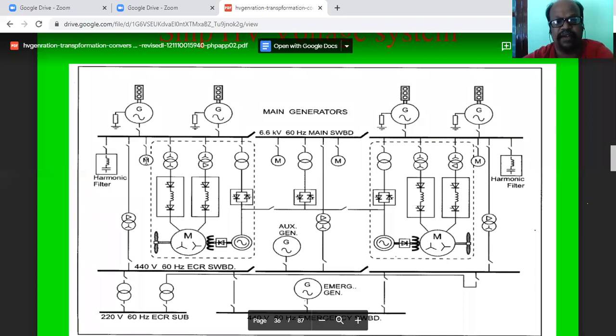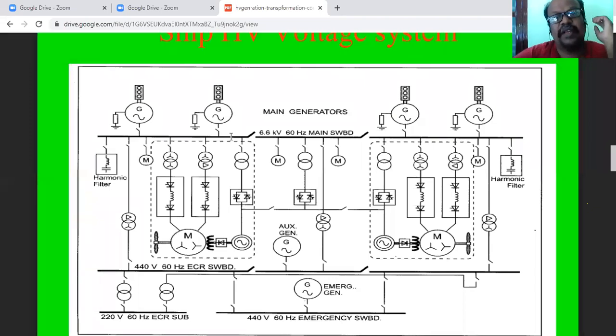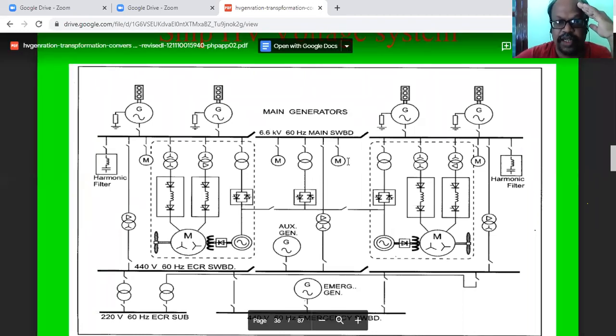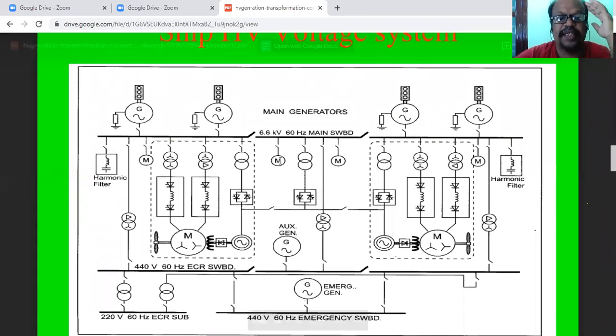Okay, here we are using 6.6 kV. So the frequency and voltage should be the same. From that, there is a small type of motor, no? Small type of motor. Usually that motor is associated with the cooling purpose.